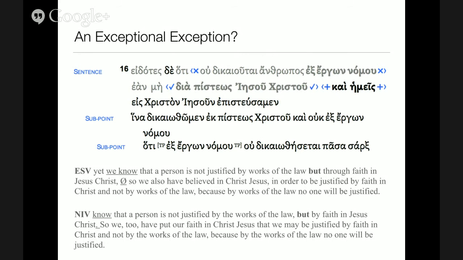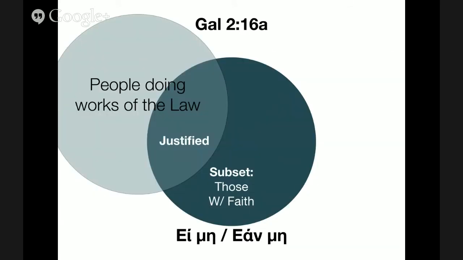But from a logical standpoint, there's actually something else going on. Paul has defined a group of people by including that mention of works of the law, people doing works of the law. And he says that no one is justified by works of the law.